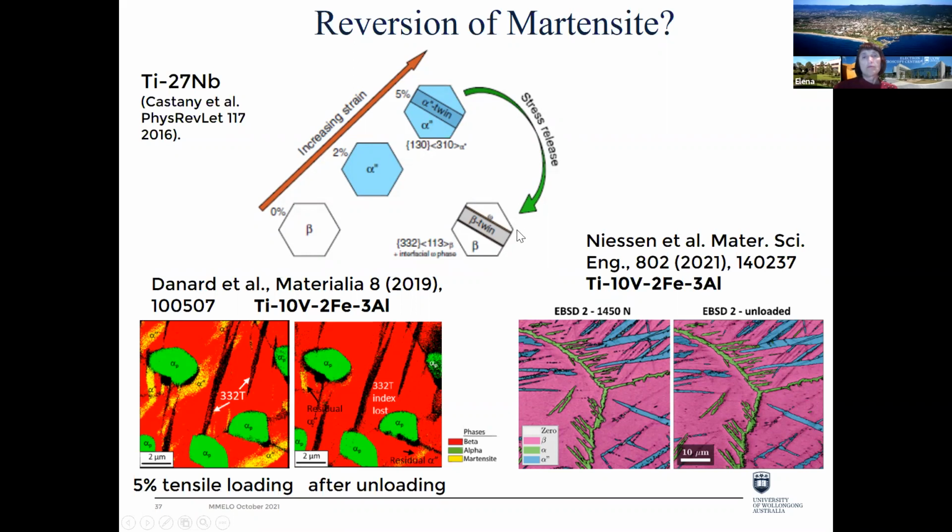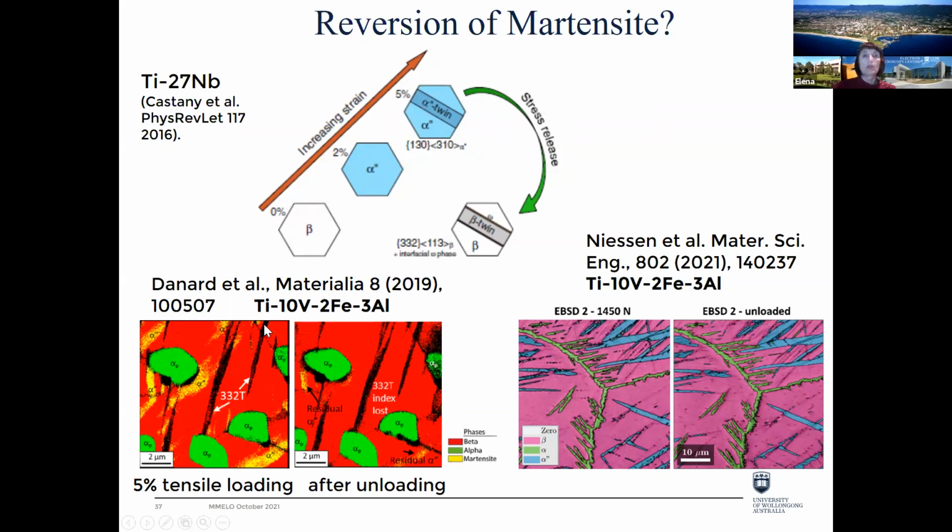So this is one of the possibilities, and really, yes, reversion of martensite in titanium-niobium alloys was observed because these are superelastic alloys, and it looks like its reversion takes place easier than in other alloys. Also, please note that it was loaded only up to 5%.